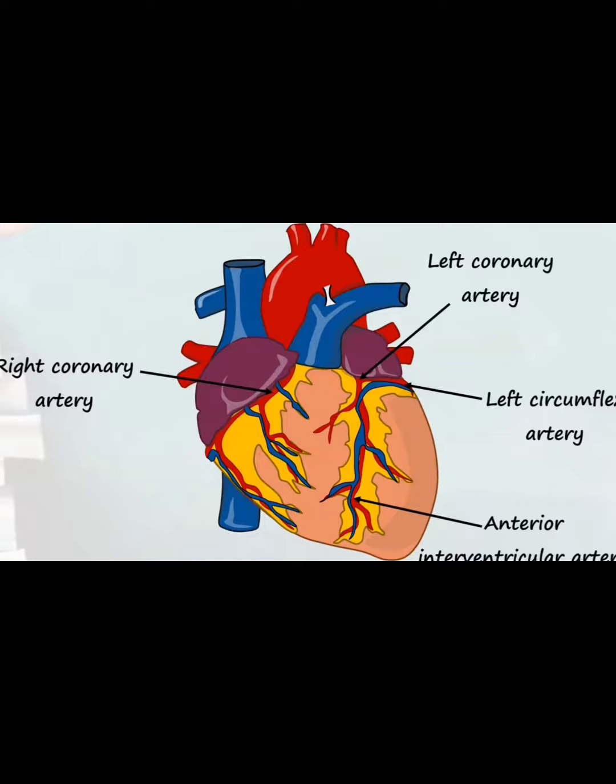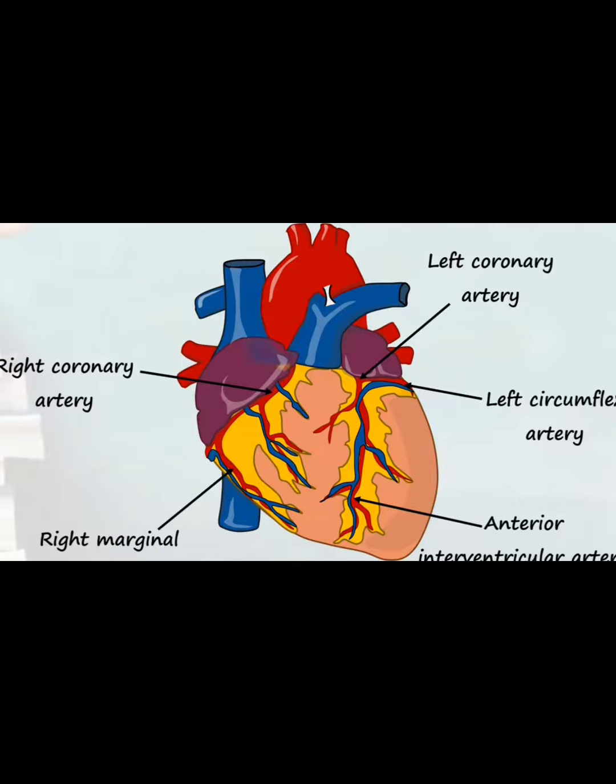The left circumflex continues around the heart to provide blood to its posterior. The right coronary artery also travels in the coronary sulcus, but going in the opposite direction. It travels down here before giving off the right marginal branch, which travels towards the apex. The rest of the right coronary also continues into the posterior.